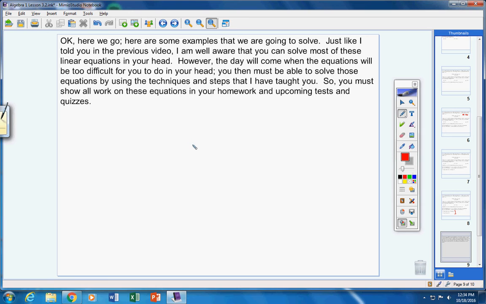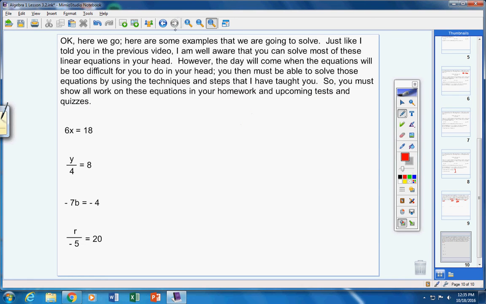However, the day will come when the equations will be too difficult for you to do in your head. You then must be able to solve those equations by using the techniques and steps that I have taught you. So you must show all of your work on these equations in your notes and in your homework and tests and quizzes. You must. If you don't show work, you will get 0 credit. Okay, I'm a stickler on this, so I've made myself clear.